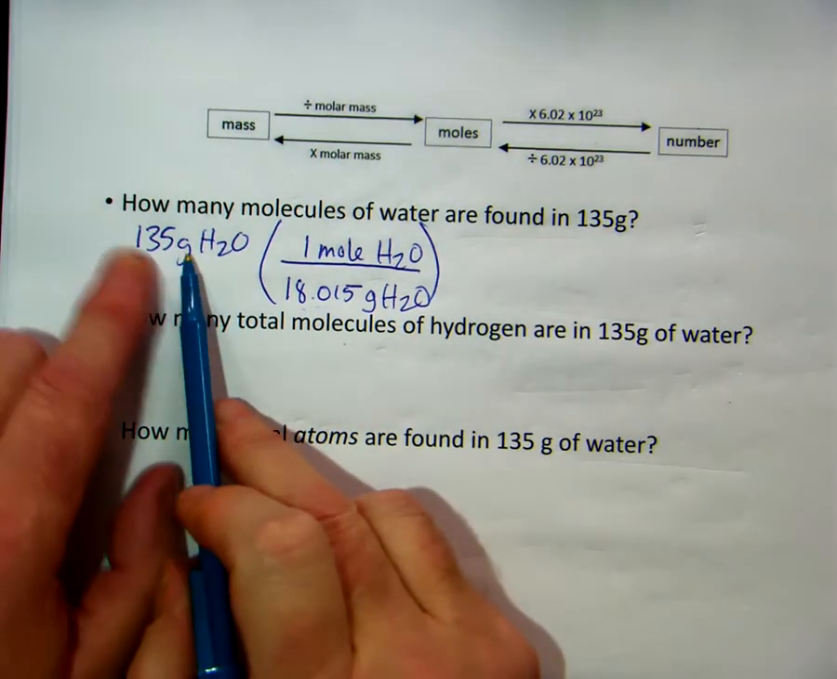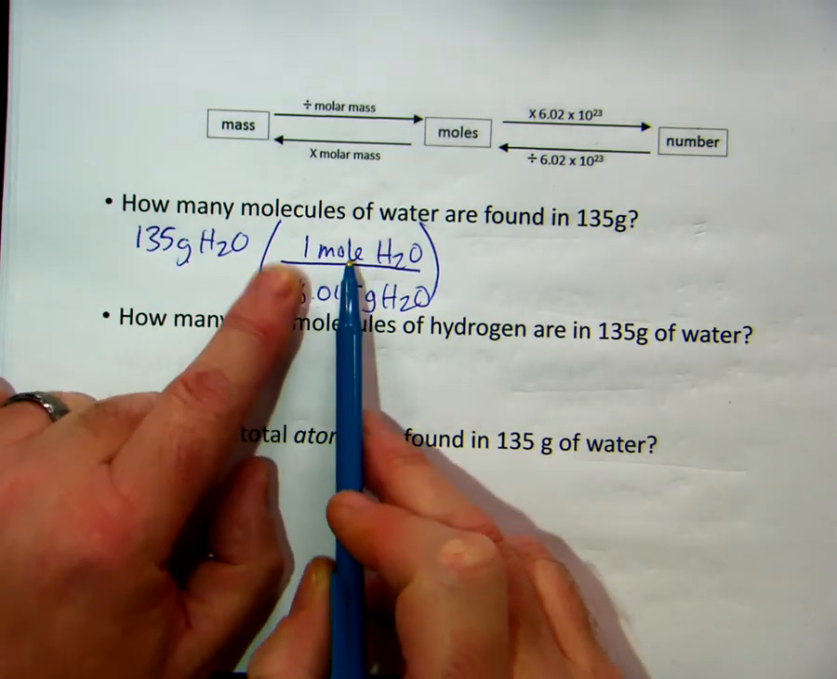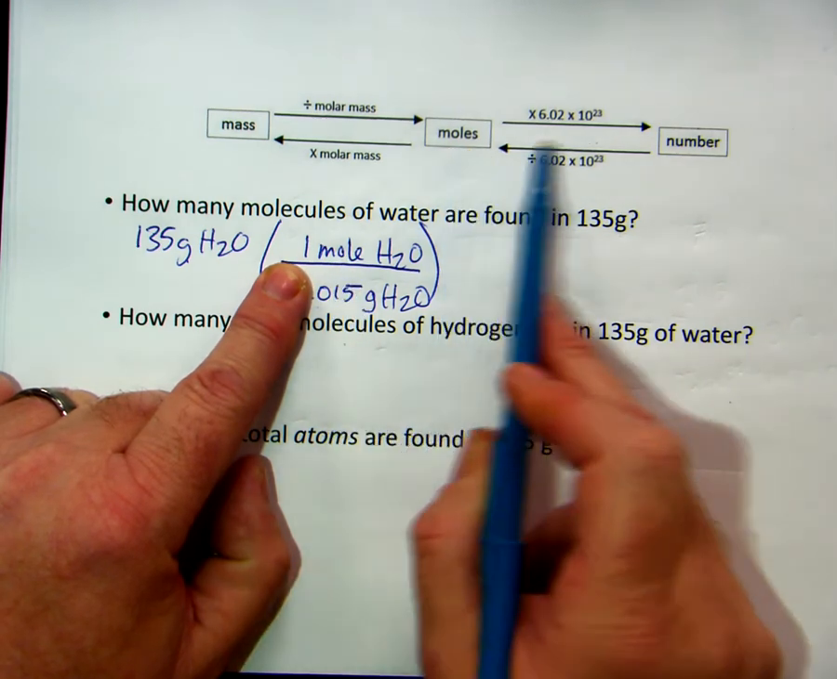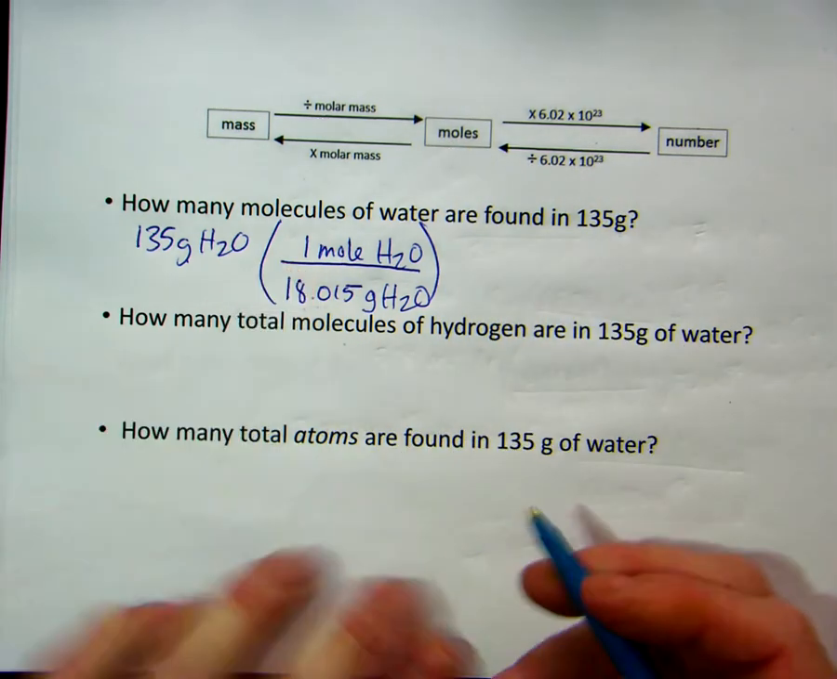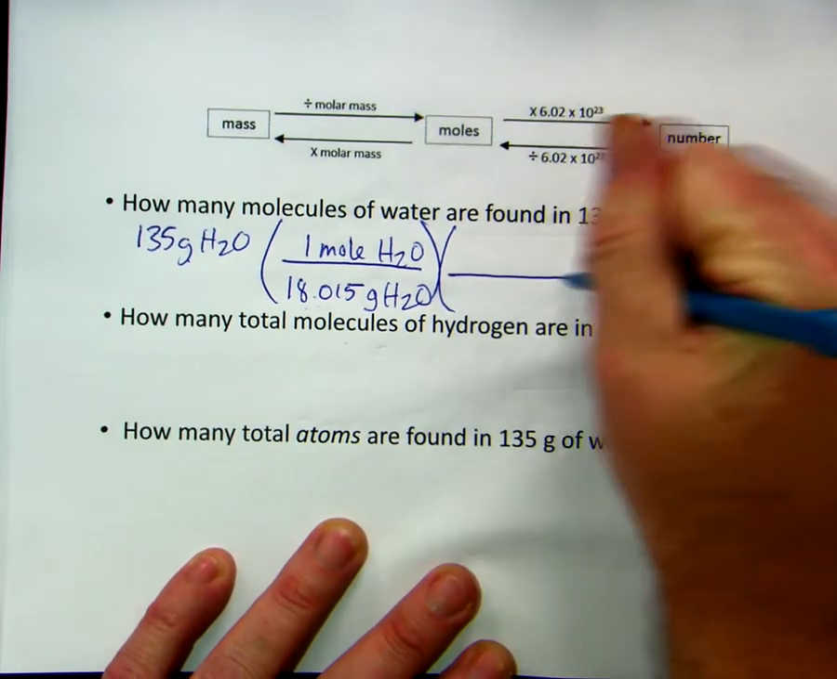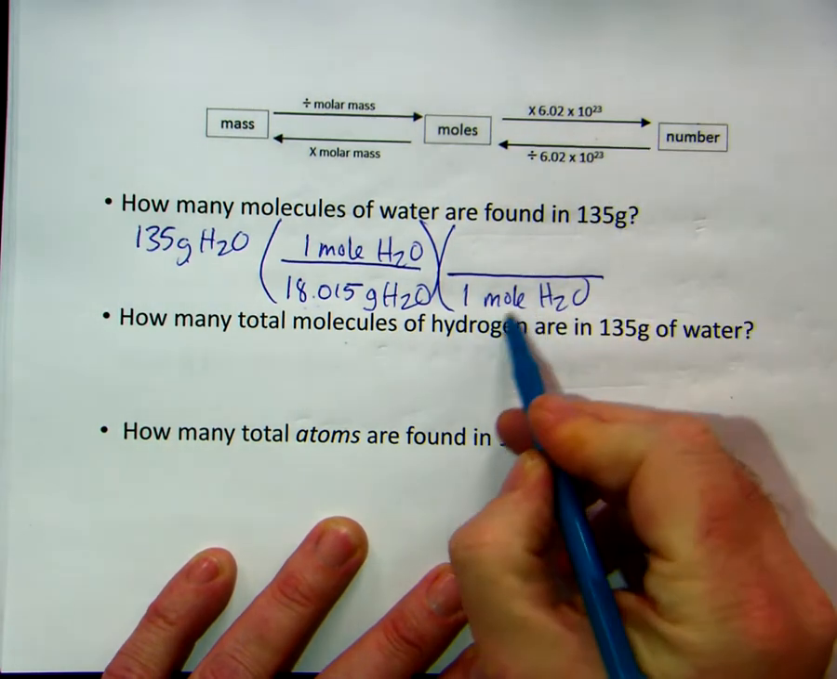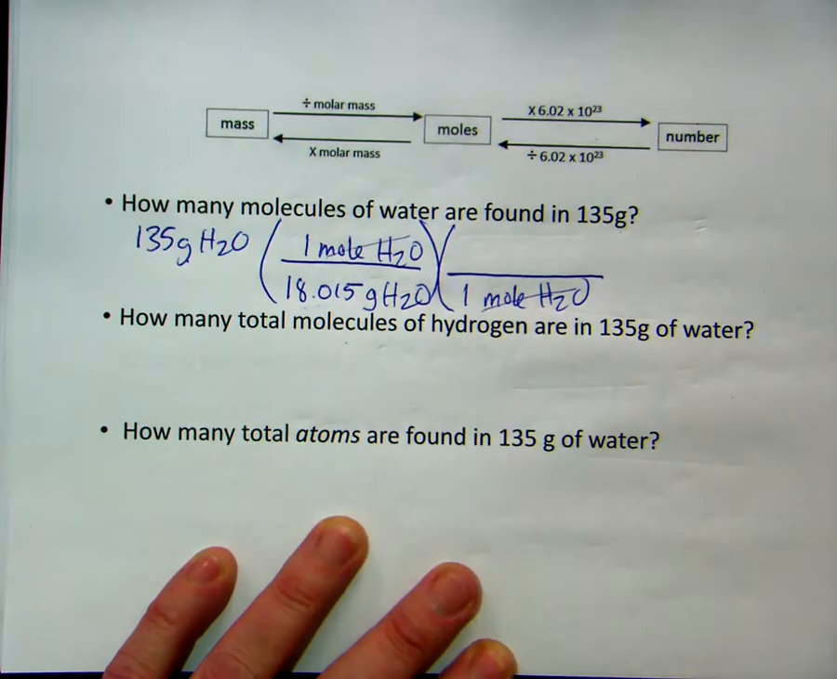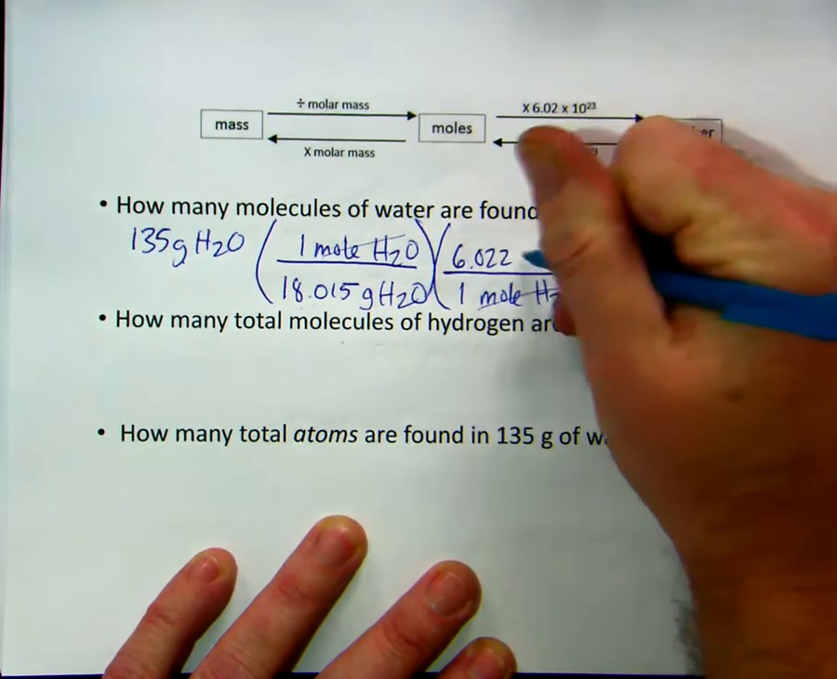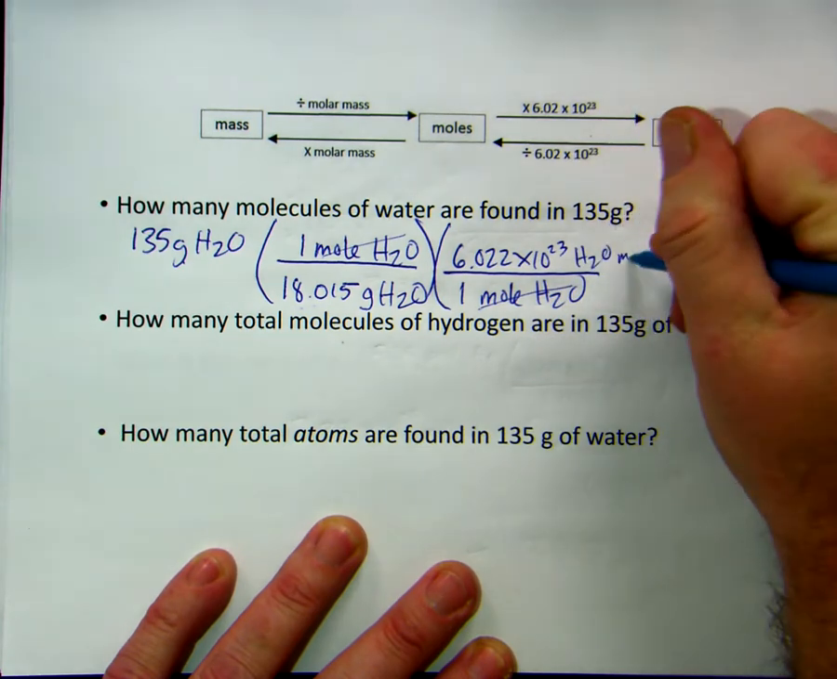So I have 135 grams of water. How many moles is that? Well, if I divide by water's molar mass, I will know that. But I don't want to stop at number of moles. I need to know the number of particles. So I say to myself, okay, for every 1 mole of water I have, and I'm crossing this, have it in the denominator to cancel out with there, I have 6.022 times 10 to the 23rd water molecules.